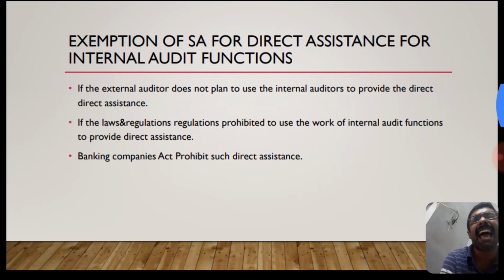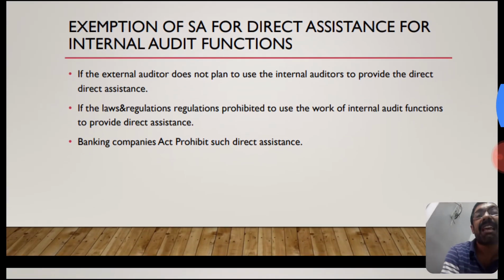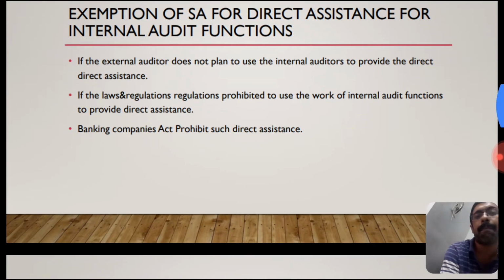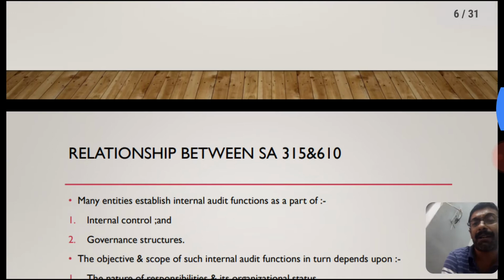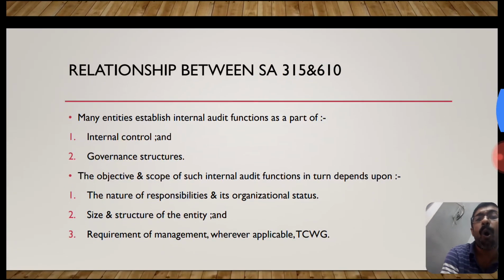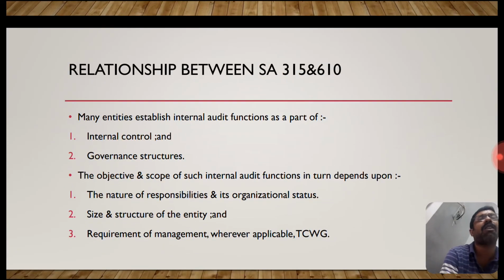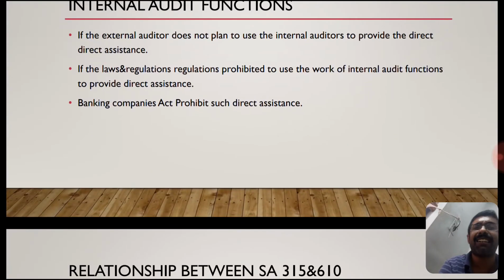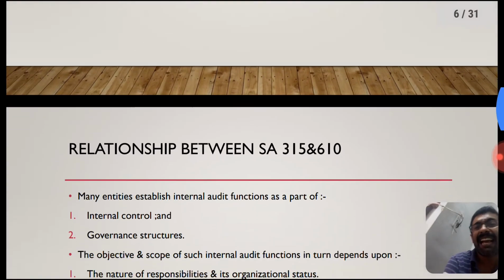Similarly, direct assistance will not be used if the laws and regulations prohibit such use. For example, banking regulations prohibit the direct usage, or it causes a threat to objectivity. In that situation also the direct usage will not be considered appropriate.